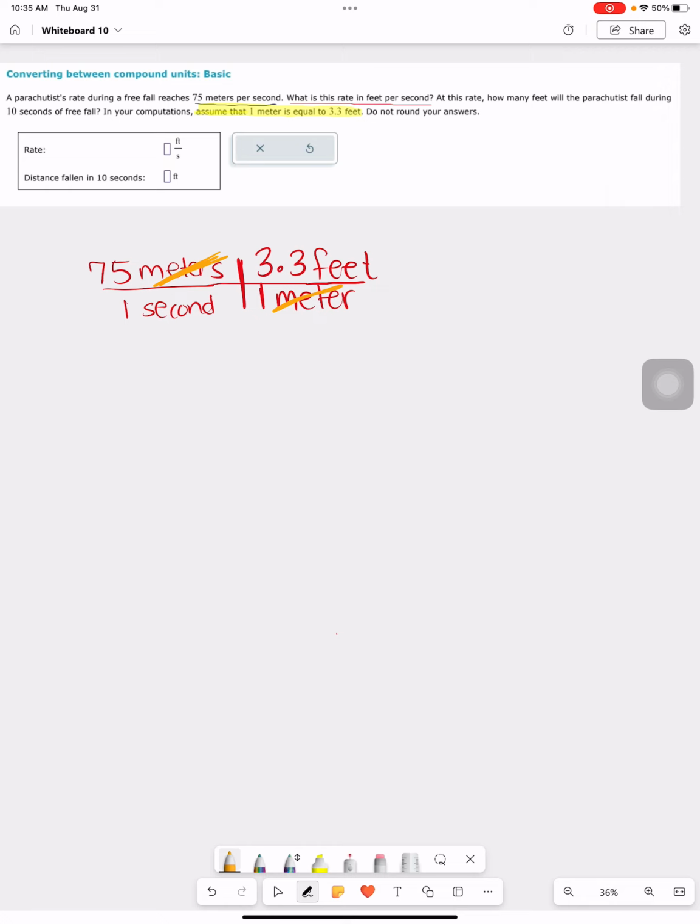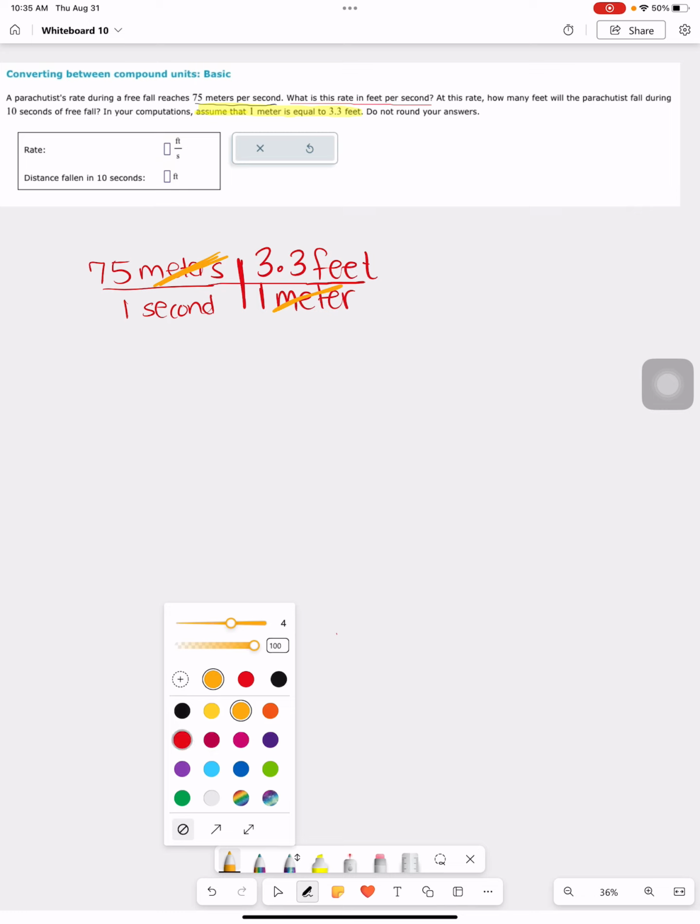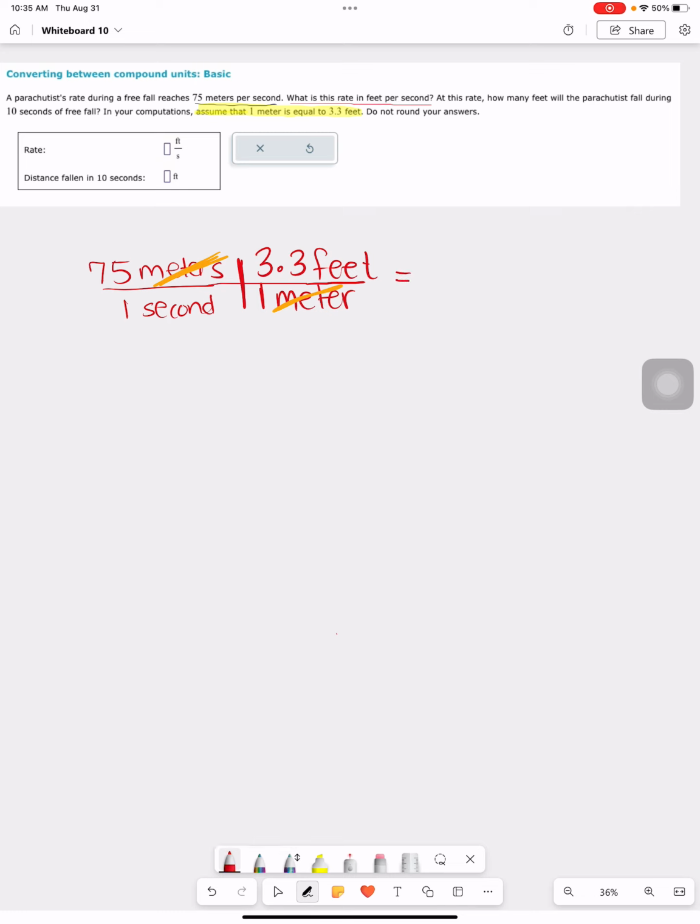Let me get my calculator here. Give me just a second. I have 75 times 3.3. And what that gives me there in my numerator, or in the top, is 247.5 feet per, and on the bottom I just have 1, so 1 second. So the way I would write that, does it say to round? Do not round. So technically the way we would type this in is 247.5 feet per second. So that is that first part that I have underlined in red.